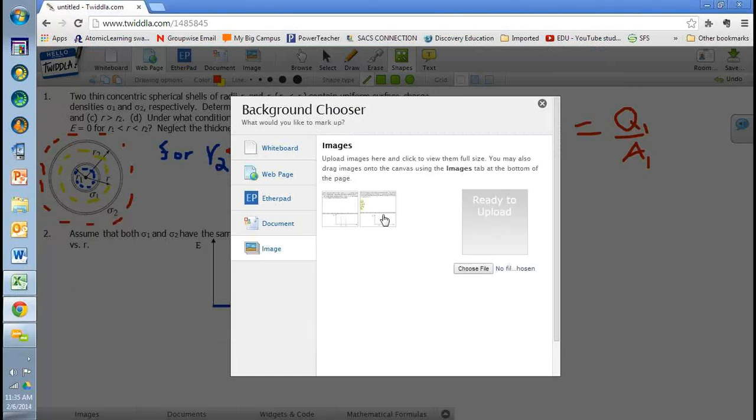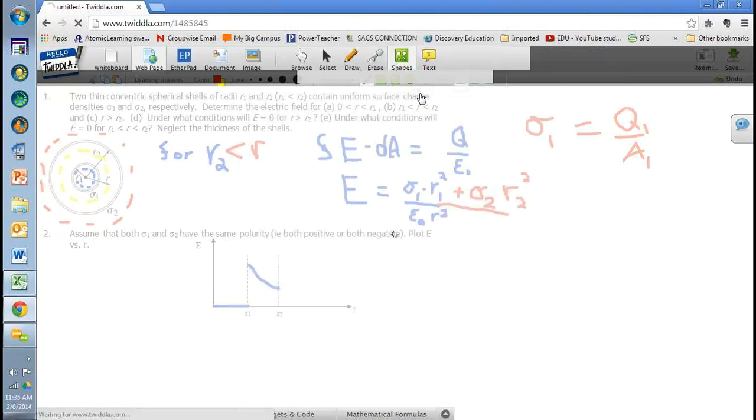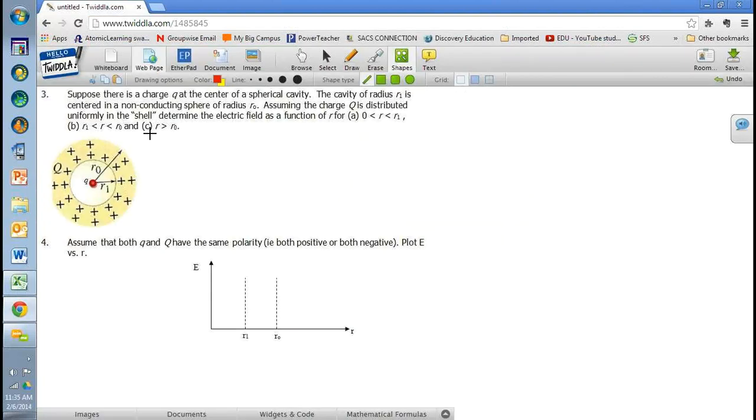Okay, the next one in the packet looks like the following. Suppose there is a charge Q at the center. Hopefully you can see that. I have this Q at the center of this cavity. The cavity of radius R1 is centered in a non-conducting sphere of radius R0. So this outer shell here is a non-conductor. Said another way, it's an insulator. Those charges can't move. Assuming the charge Q is distributed uniformly in that shell, determine the electric field as a function of R for R less than R1.